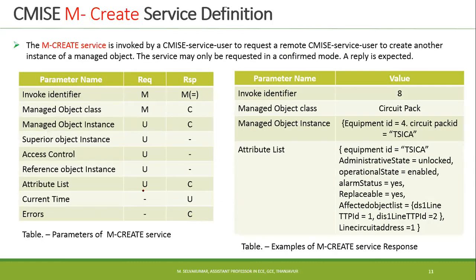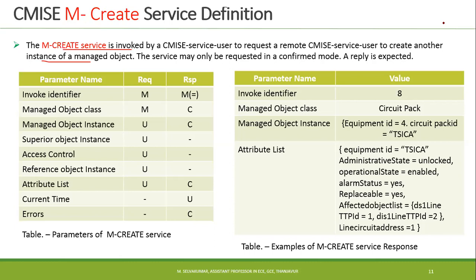Next is the M-create service. So you have to create a new thing on a remote system, to create another instance of a managed object. Suppose varieties of managed objects we discussed in the previous slide. Managed object means a tree-like structure. We showed that in the first topics of unit 2. Now in that managed object, we have to add one more managed object, adapted to the tree of the managed elements, network elements.